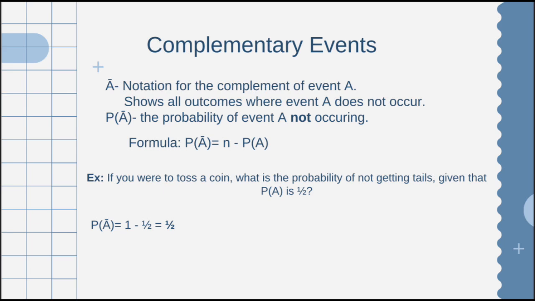So in one example, if you're trying to flip a coin and you wanted to see what the probability was of not getting tails, then you could use this technique of trying to find A hat. This would be done by taking the probability of A, which is 1/2, and subtracting that from 1. So 1 minus 1/2 equals 1/2, and this means that the probability of not getting tails, A hat, would be 1/2.